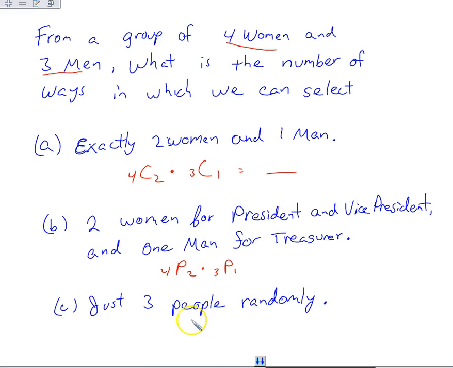And then finally, if we are just selecting 3 people randomly, then it doesn't matter whether they're men or women. Then we are going to do 4 plus 3, a total of 7 people. From a group of 7 people, we choose 3. And that is it.